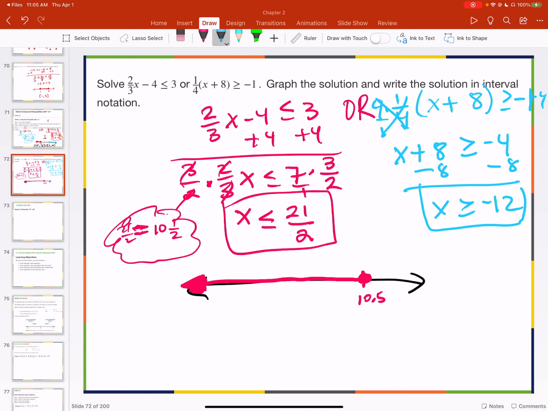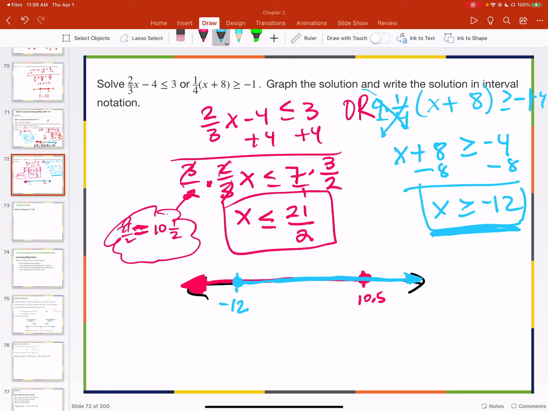Now I'm going to go ahead and graph this one. Same number line, but I'm going to do it in blue. I have here x greater than or equal to negative 12. So negative 12 is like over here somewhere, right? And it's x greater than or equal to, so including, and then it goes to the right all the way to infinity. So that's interesting.